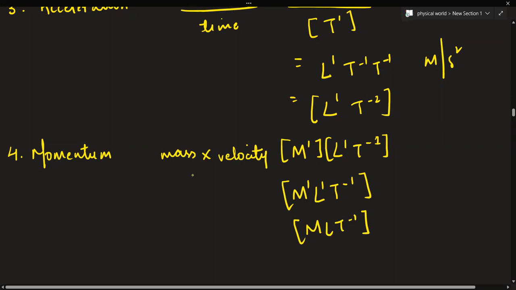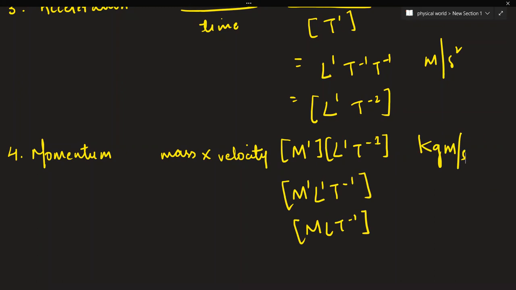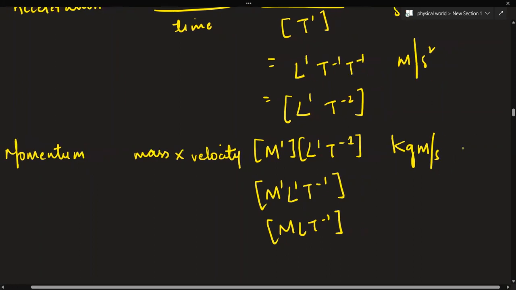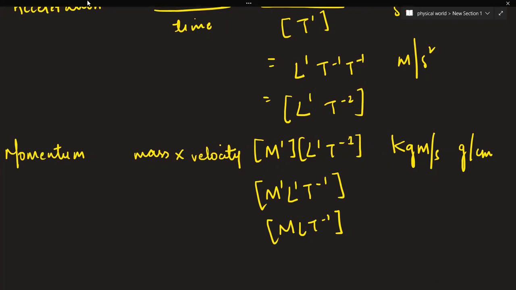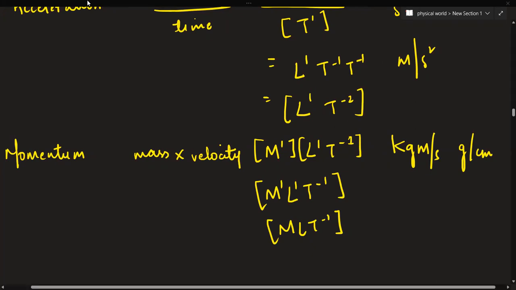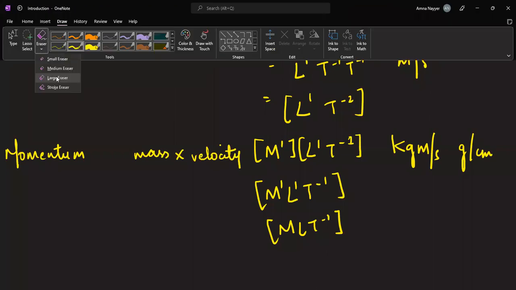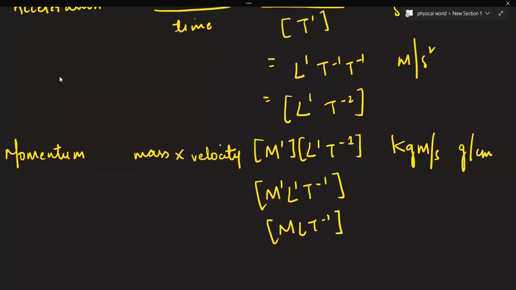Mass is what? Kg multiplied by velocity is meter per second. So this will be in terms of CGS unit. In terms of CGS unit, this will be what? This will be grams centimeter per second. Yes, Arnab. Your answer is also right. I'm giving you more parts. Try that.